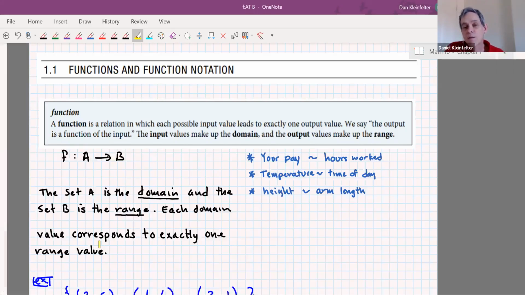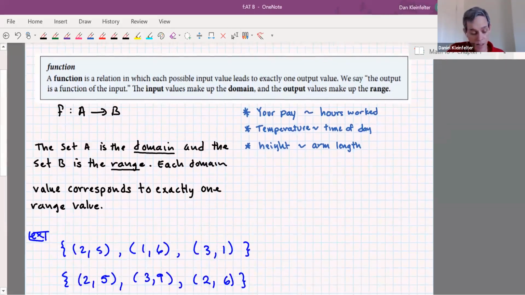Typically, we use functions when we're interested in how one quantity depends on or varies with another quantity. For example, your pay at your job can depend on how many hours you work. In general, the more hours you work, the more pay you make. Of course, there may be complicating issues like tips and commissions, but basically, how many hours you work influences how much pay you make. The temperature on the sidewalk outside is dependent on what time of day it is. The length of your arm would probably be a good predictor of your overall height.